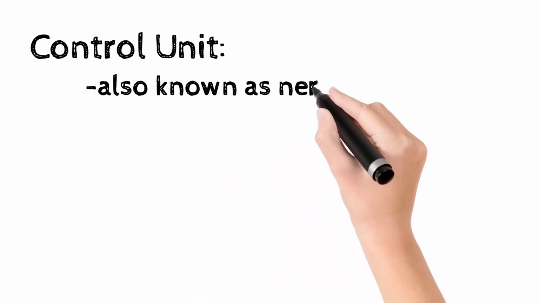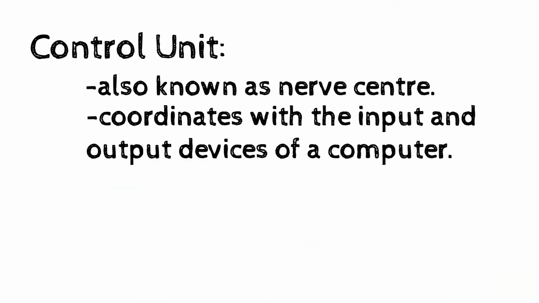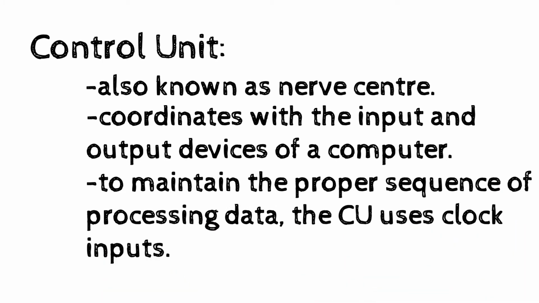Control unit is also known as the nerve center. Control unit coordinates with the input and output devices of a computer. To maintain the proper sequence of processing data, the control unit uses the clock inputs. It organizes the processing of data and instructions.